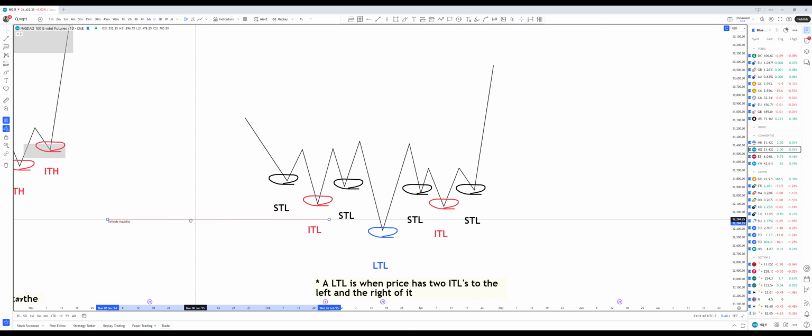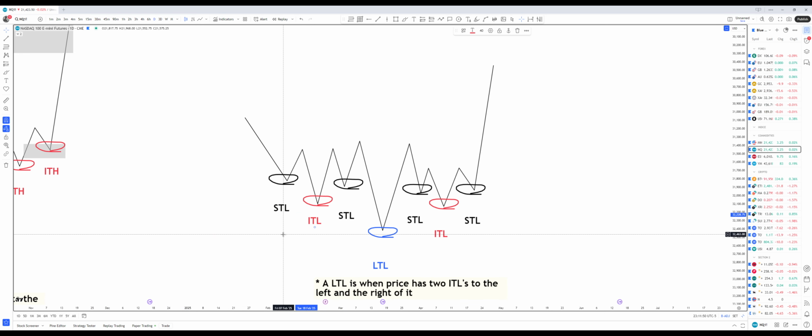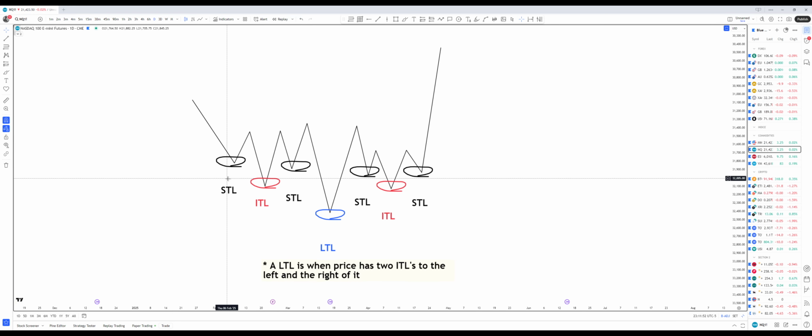All right. So in order for that intermediate term low to be formed, we need to have a short-term low to the left of the intermediate term low and a short-term low to the right of the intermediate term low. And then go lower. And then this is not formed yet. This is an intermediate term low now.